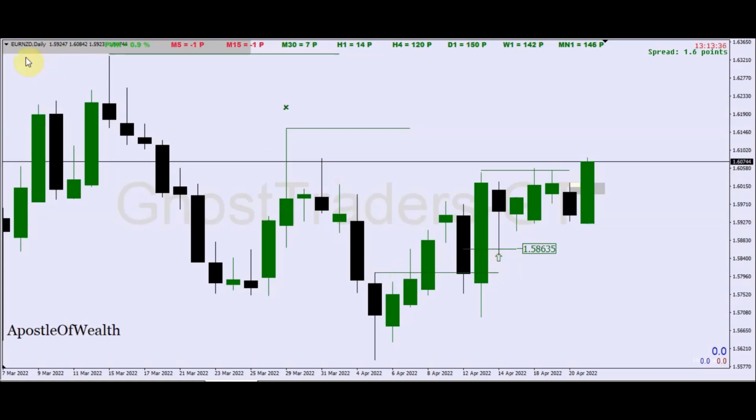This is EURNZD daily time frame. So last week, or I believe it's last week Friday or Monday, I'm not sure. Let me just confirm that here. Yeah, it was the 14th of April.